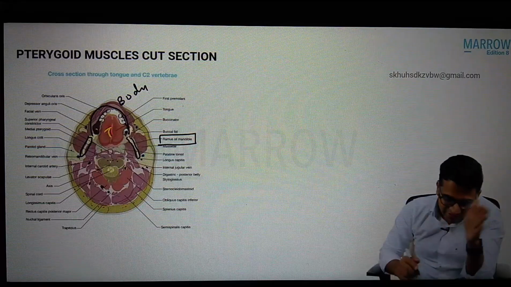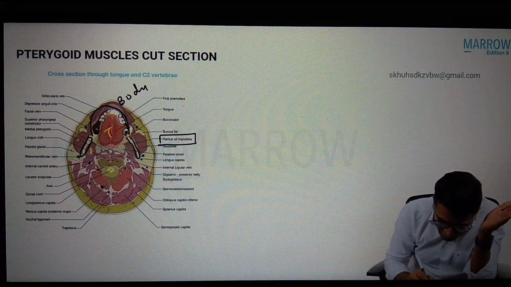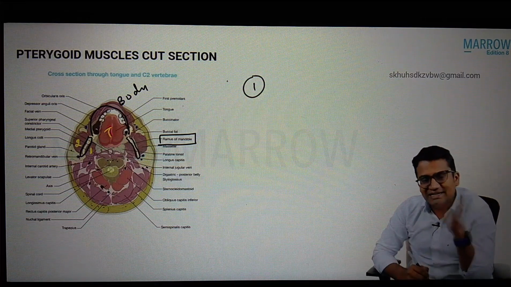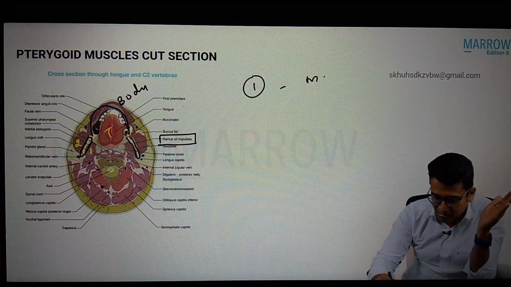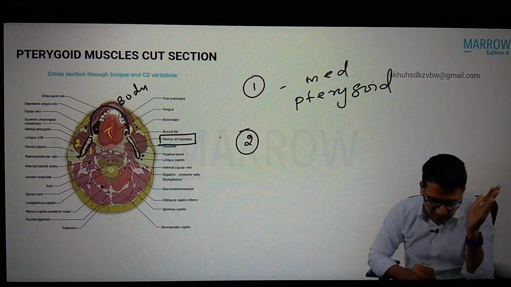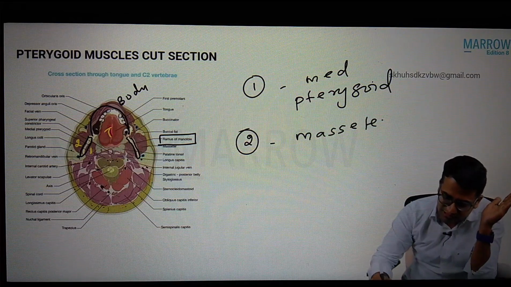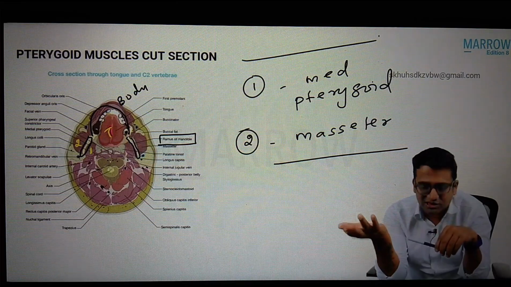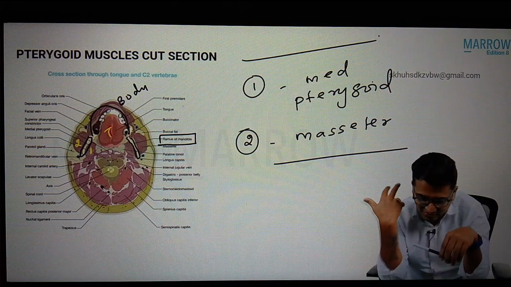Okay. Now if that is a ramus of mandible, I'm going to mark this is number 1 and this is number 2. Now what is 1 and 2? The first muscle, number 1, attached to the inner surface of the ramus of mandible or posterior inferior aspect of the ramus of mandible. Which muscle? Our medial pterygoid muscle. And number 2, outer surface of the ramus of mandible. Which muscle? Masseter muscle. So outer surface of ramus of mandible, masseter; posterior inferior aspect of the inner surface of ramus of mandible up to the angle of mandible, that is our medial pterygoid muscle.